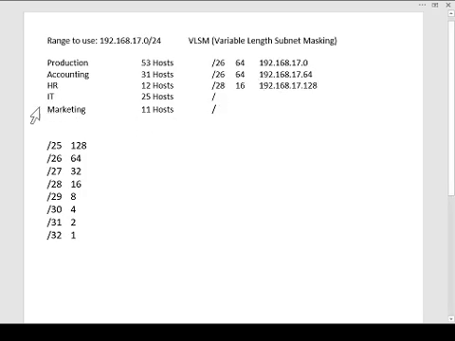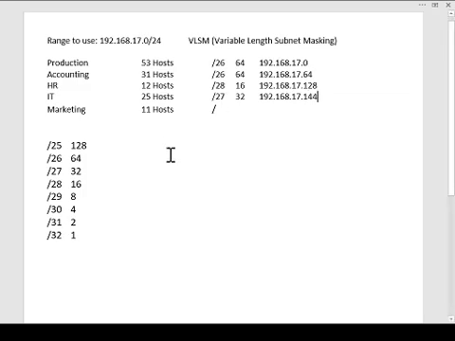Now, IT department needs 25 hosts. Well, the only one that's going to work here, again, is going to be a /27. So let's put a /27 here. Let's go up by 32. And, of course, the other one, we went up by 16, so we're going to be at 192.168.17.144.